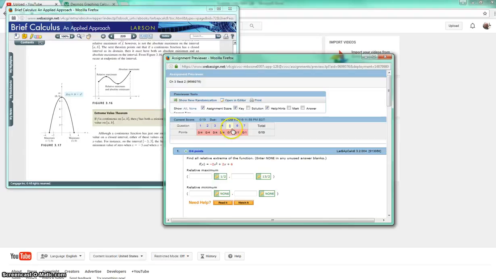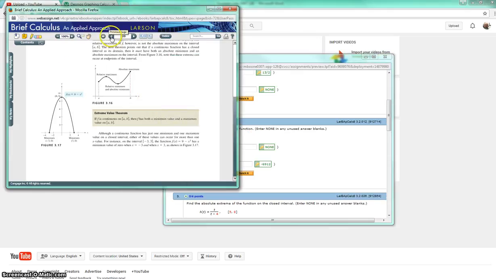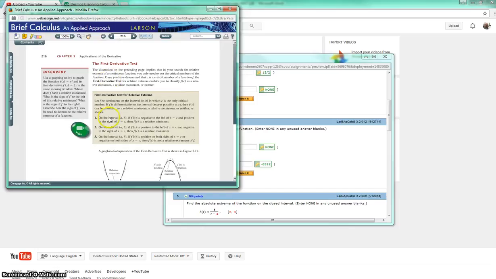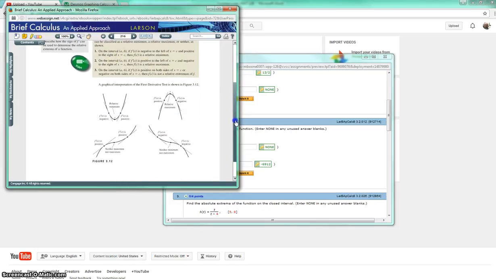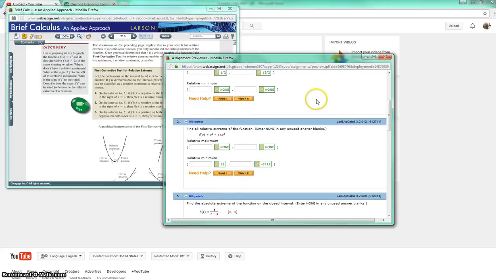Alright, so in chapter 3, section 2, I kind of alluded to it in the last video. When you're looking at derivatives, you can do a first derivative test, which is just a way of finding your mins and maxes. In the book, they'll talk about your first derivative test. Basically, what it's saying is if something goes from decreasing to increasing, there is a minimum. If it's going from increasing to decreasing, there's a maximum. So it's kind of a common sense test, but we can find slopes by looking at the first derivative.